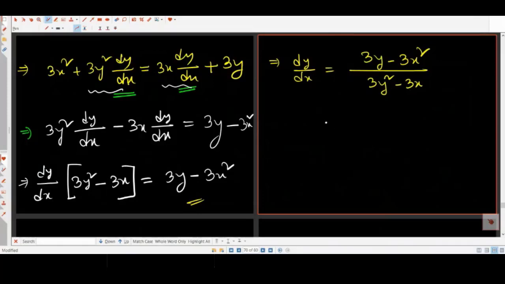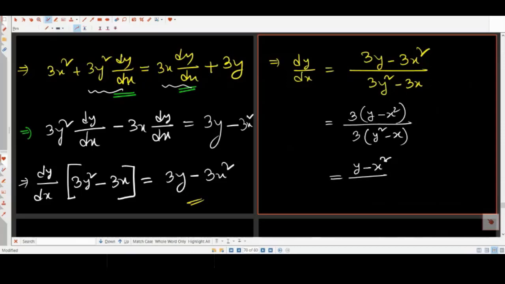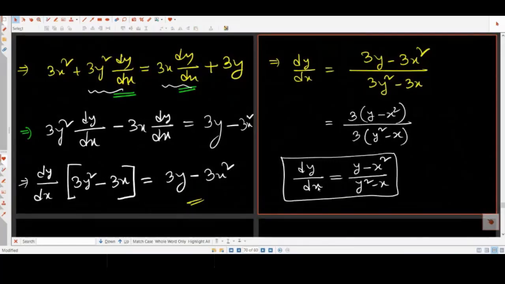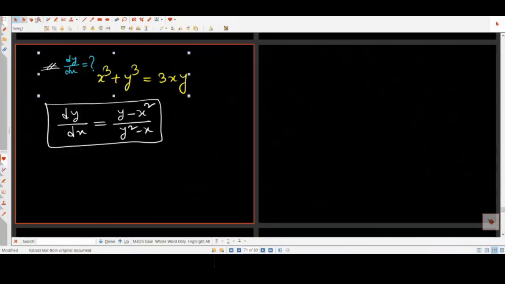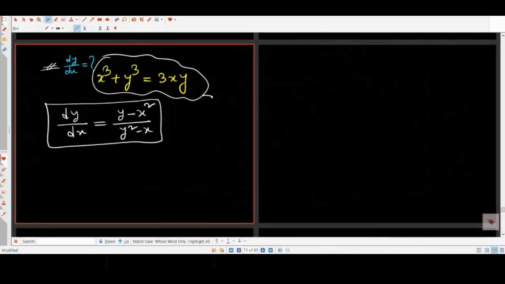This is our result. If we want, we can also simplify this one. That is, we can factor out 3. So we have 3 times (y negative x squared), and in the denominator we can also factor out 3: y squared negative x. So finally the simplified form is (y negative x squared) over (y squared negative x). So this is dy/dx. We have found our result. That means we have found the derivative of the implicit function. The implicit function that we have is x cubed plus y cubed equals 3xy, and the derivative dy/dx has been found. It is (y negative x squared) over (y squared negative x).